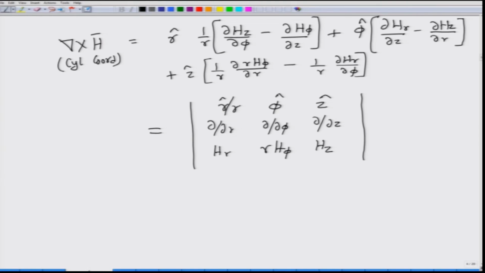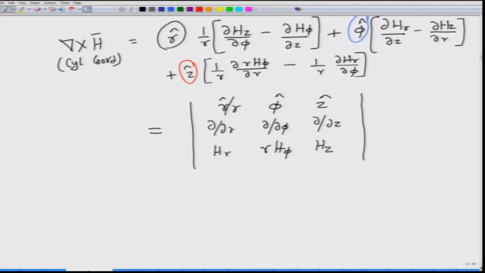A simple way of remembering this, if you are keen on remembering it, is to think of this as the determinant, which is given by r hat, phi hat and z hat, where r hat is the unit vector along the radial direction, phi hat is the unit vector along the azimuthal direction, and z hat is a unit vector along the z axis, that is the axis of the cylinder. Del by del r stands for the partial derivative with respect to r, del by del phi is the partial derivative with respect to phi, and del by del z is the partial derivative with respect to z. So this is the curl of H.